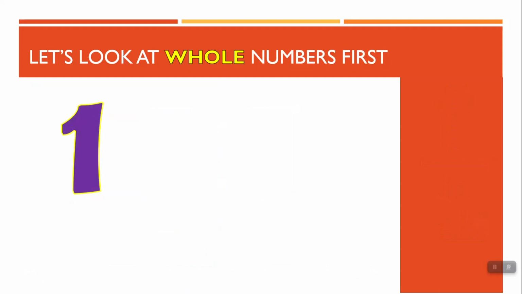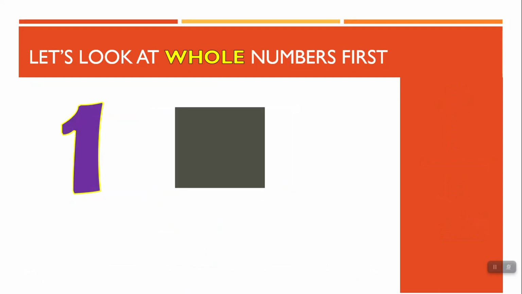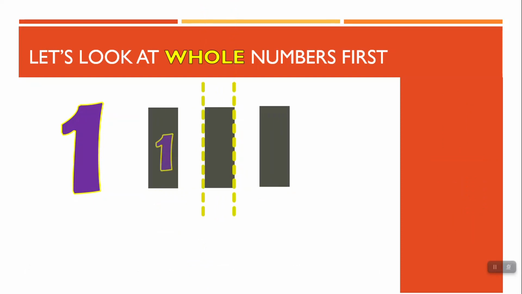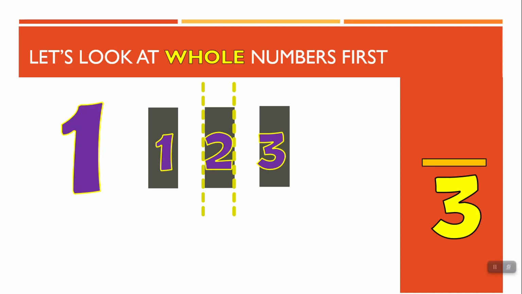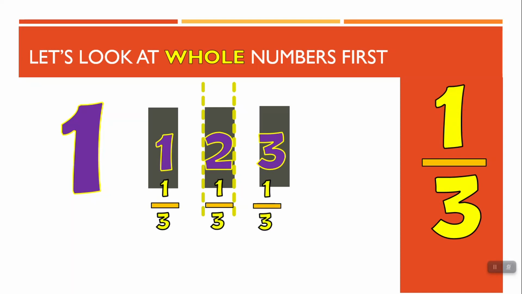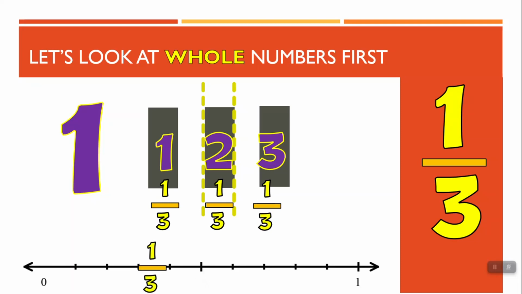Let's try to take the number 1, that same rectangle, and split it into 3 equal parts. 1, 2, 3. We now have 3 equal parts, and so our fraction is formed out of 3. And each part of the rectangle that was split up is now 1 out of 3 parts. 1/3, 1/3, 1/3. Each part is a third. And on the number line, 1/3 is located below.